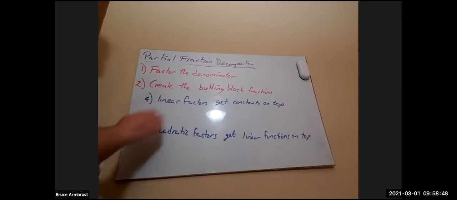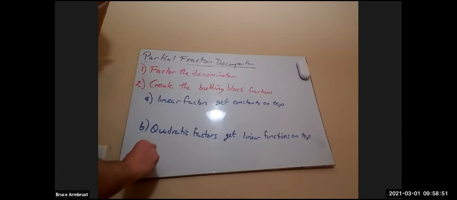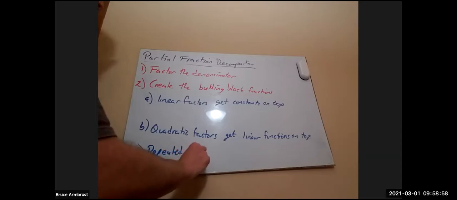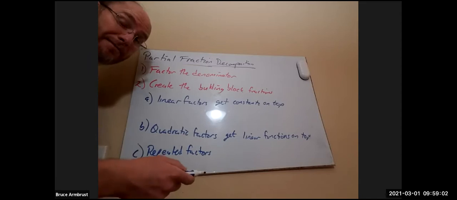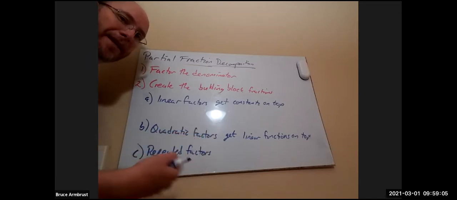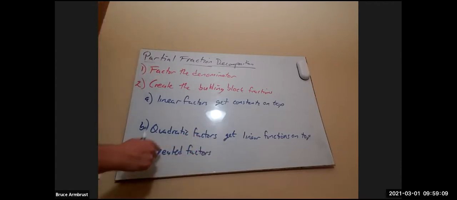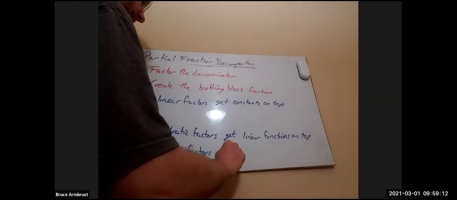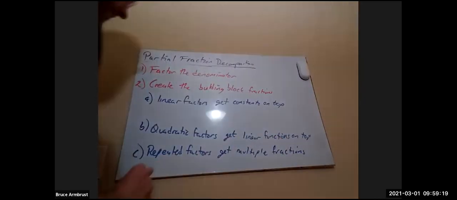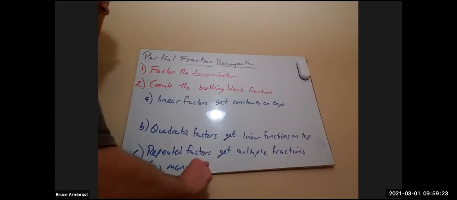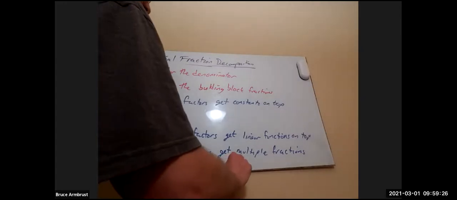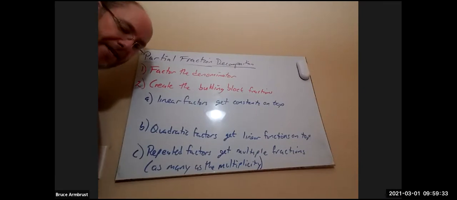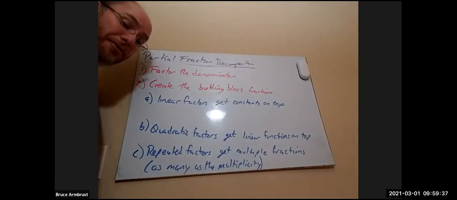Okay, so those are two things. And then the other important thing is that when you get a repeated factor, and we had that with the last one, the one that I just showed you. Remember how we had x minus 1 squared, x minus 1 showed up twice. Repeated factors get multiple fractions. And I'm going to put here as many as the multiplicity. So multiplicity is just a real fancy name for how many times that factor showed up.